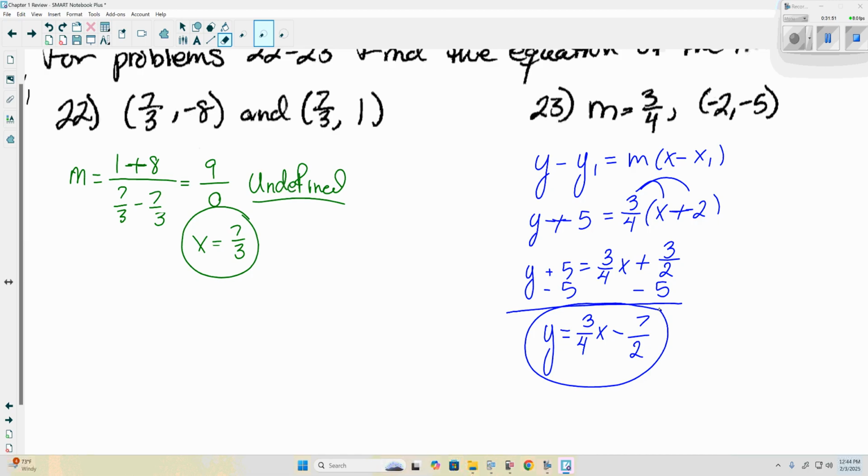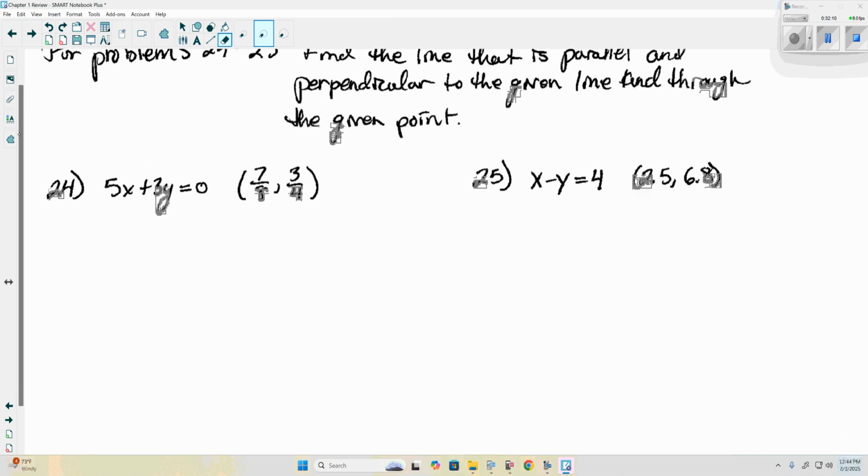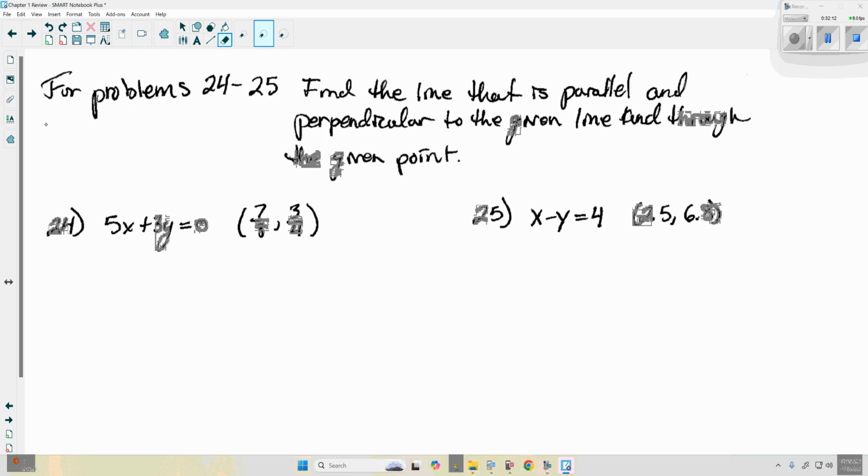Now, if they do give us more than one point to use, all you got to do is pick one of the 2 points for point slope. Both will work. They're both on the equation of the line. Does that make sense? Questions on this here? 24 and 25. Find the equation of the line that is parallel and perpendicular to the given line. Parallel slopes are the same.